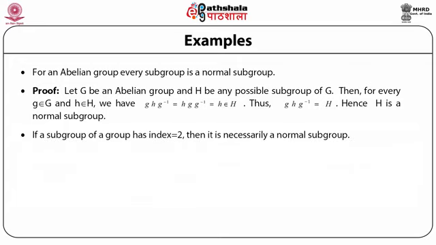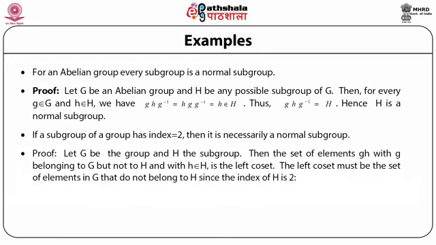If a subgroup has index 2, then it is necessarily a normal subgroup. This can be seen as follows in the slide. Let G be the group and H a subgroup. Then the set of elements gH, with g belonging to the group G but not to H, and h belonging to the subgroup H, is a left coset.